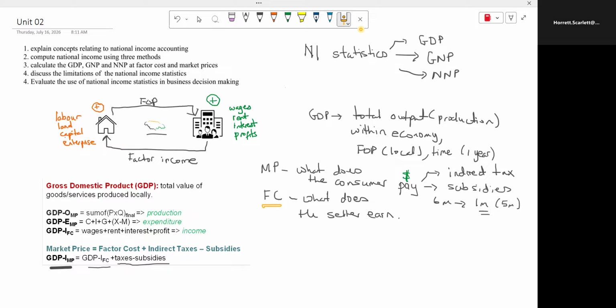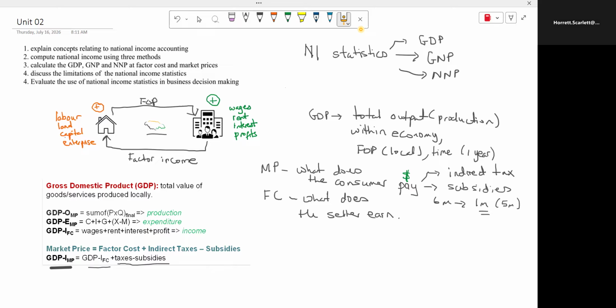Factor cost, on the other hand, is what the seller earns. Although the seller collects the indirect tax, that is not their income. That is actually sent to the government. But the subsidies will be a part of what the seller earns. The example I gave was a vehicle costing $6 million, where somebody gets a concession from the government. It means that the person is going to pay $5 million, but the government is going to pay $1 million. So in total, the seller would receive the $6 million.